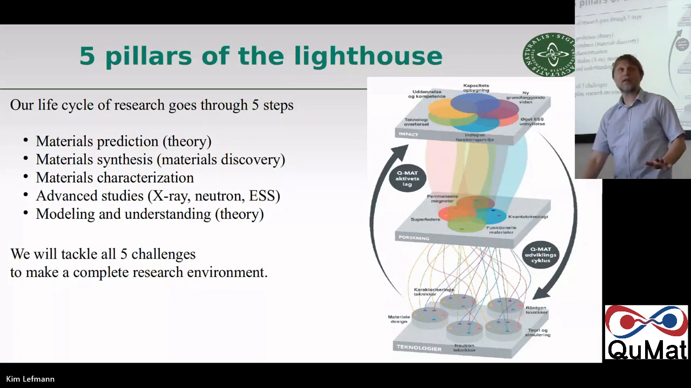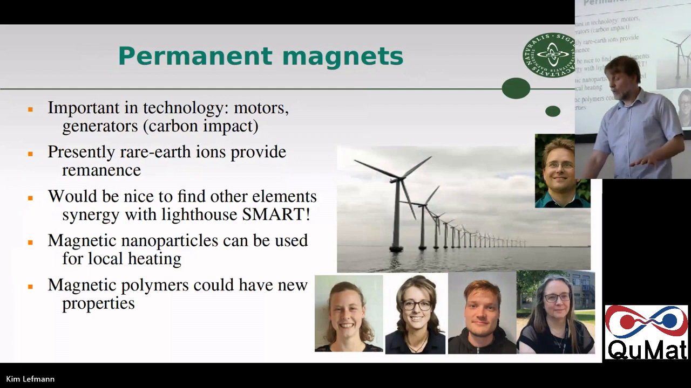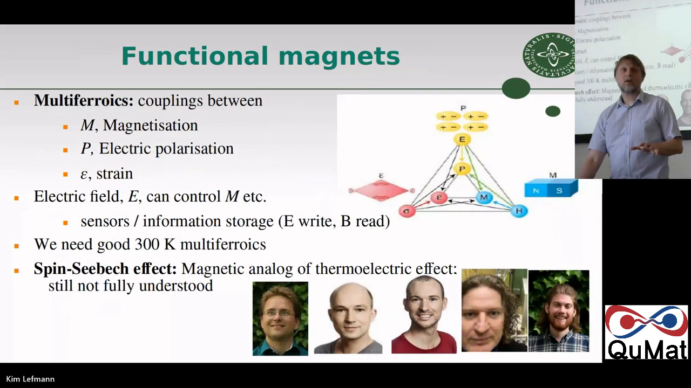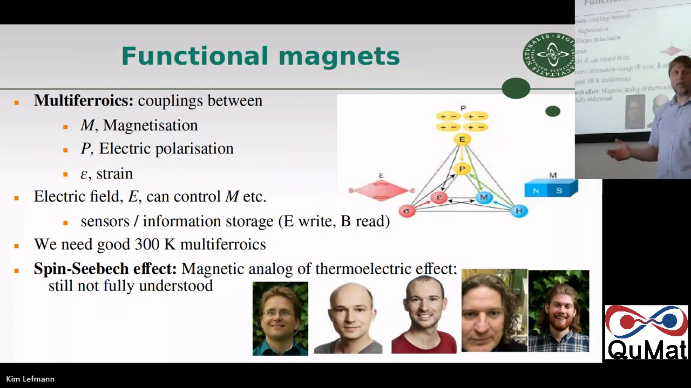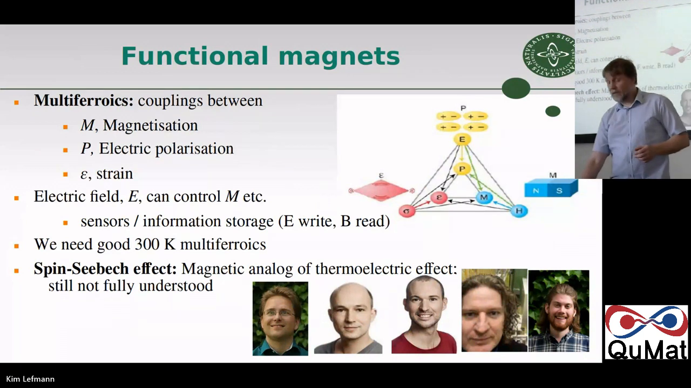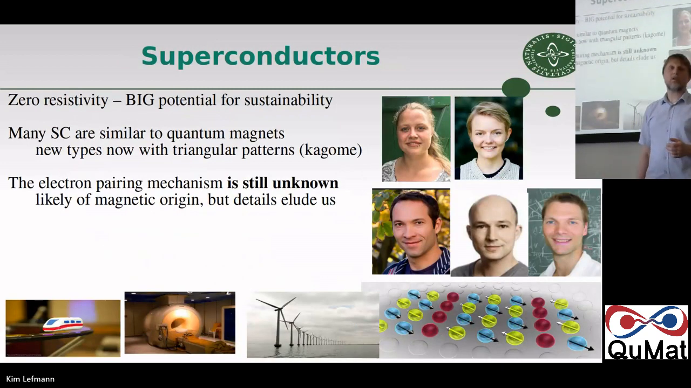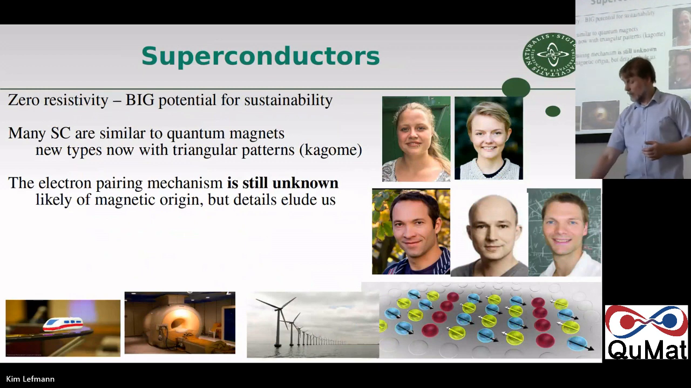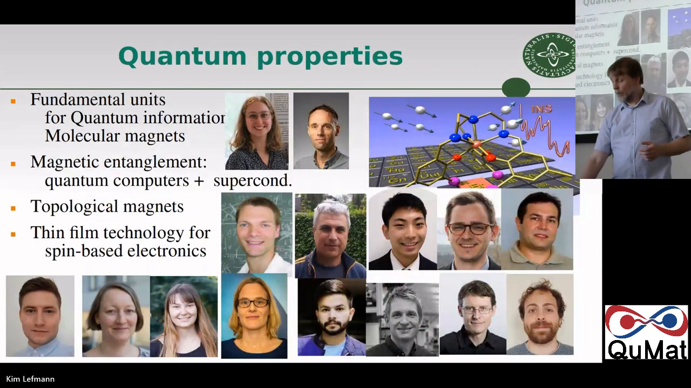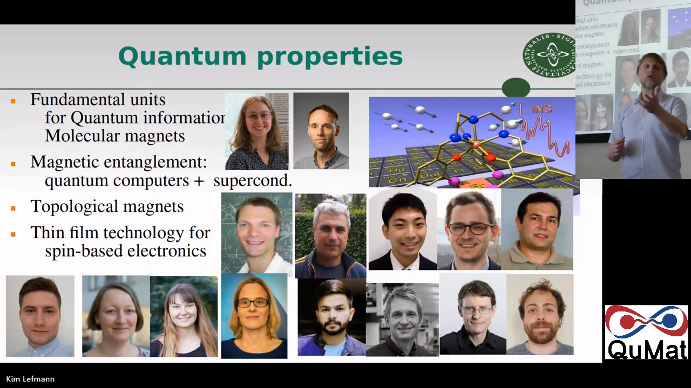Just to flash the highlights, I will not have time to go into the details. There is a small group looking into permanent magnets. There is a small group looking into functional materials, like the multiferroics I talked about. Also, the spin Seebeck effect could possibly be topological too. Then we have the superconductors that I talked about, the group is not very big here either. And then there are quantum magnetic properties, quantum magnets, single molecule magnets, and frustrated magnets, which are highly popular. There are a lot of participants in this.